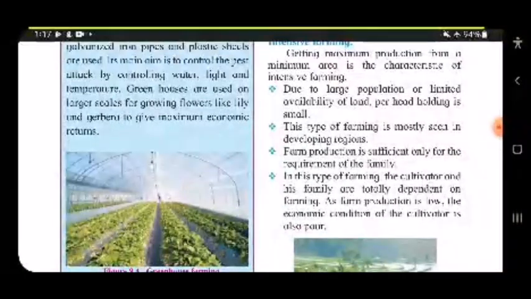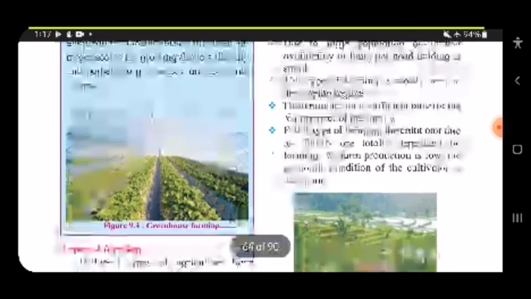How is it done? Its main aim is what? To control the pest attack by controlling water, light and temperature. Greenhouses are used on a large scale for growing flowers like lily, gerbera. Gerbera is a flowering plant, looks like sunflower. It grows in cold regions to give maximum economic returns.